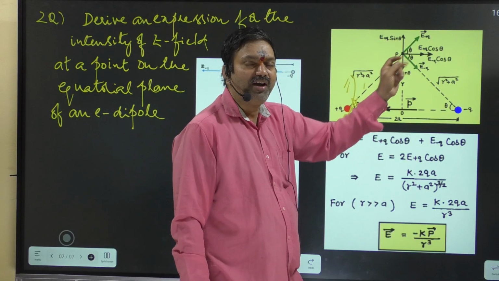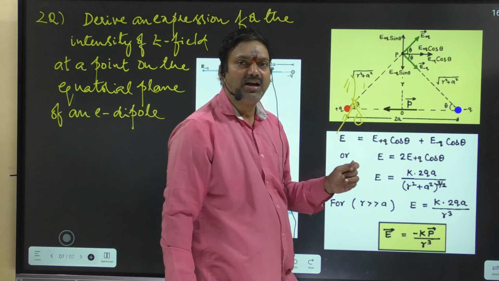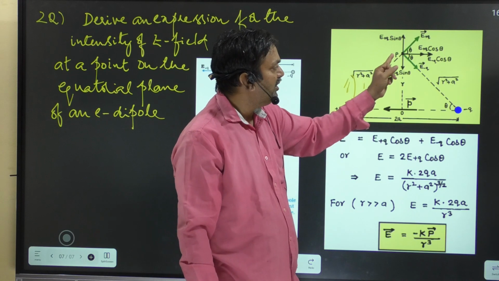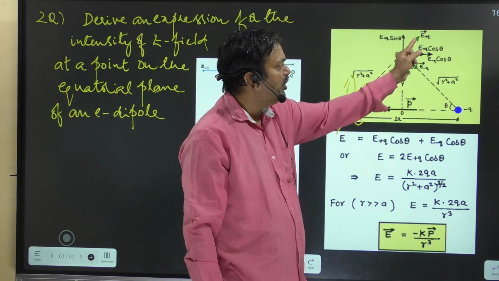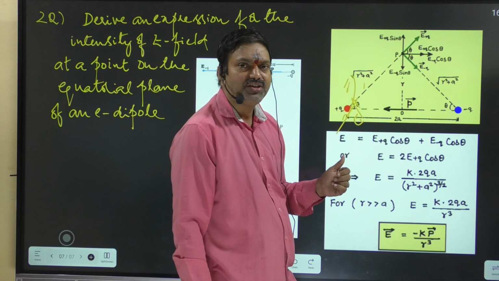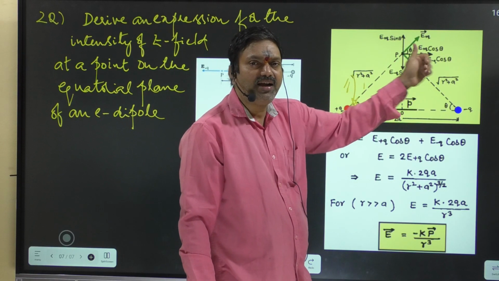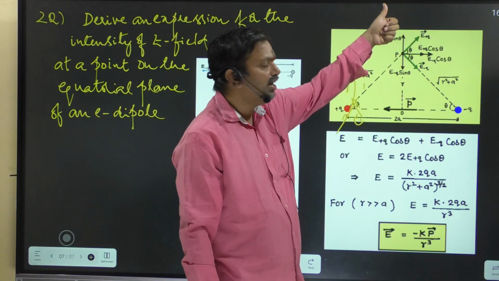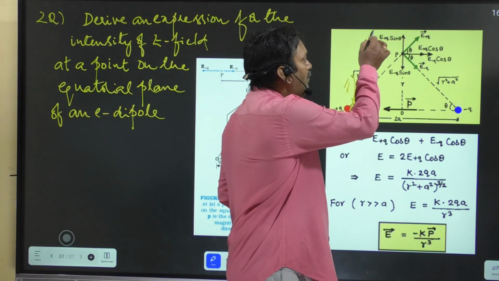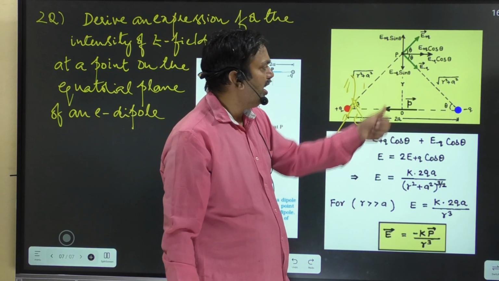When two vectors are acting in two different lines like this, to calculate the resultant we go for the parallelogram law. So you can easily assume that E due to plus q is in this direction, E due to minus q in this direction. If we resolve the two vectors, the cos theta component will be acting in the horizontal direction and the sin theta component will be acting in the vertical direction. E plus q sin theta I have written here, E minus q sin theta I have to write here.